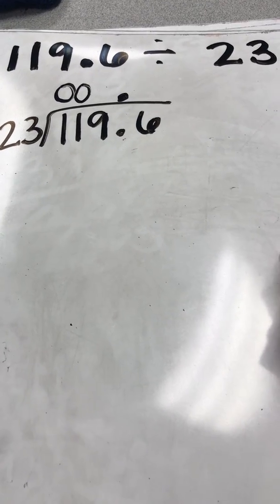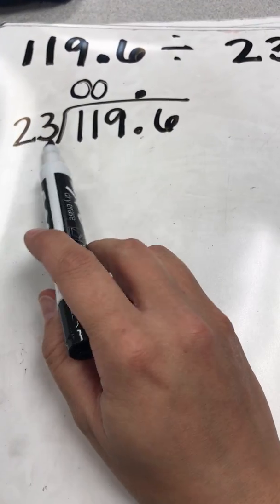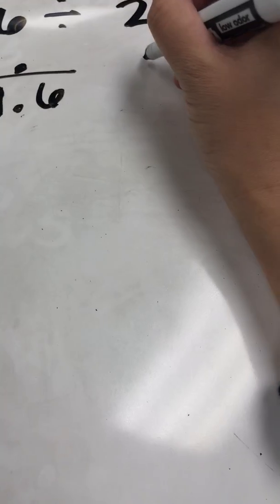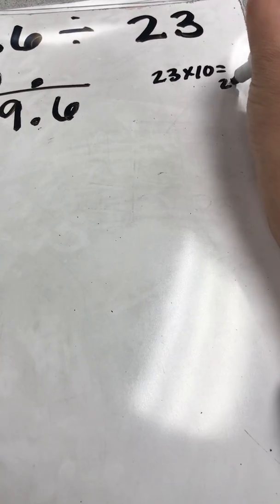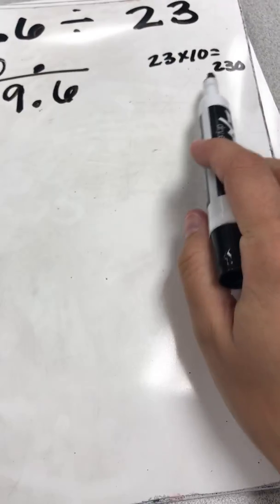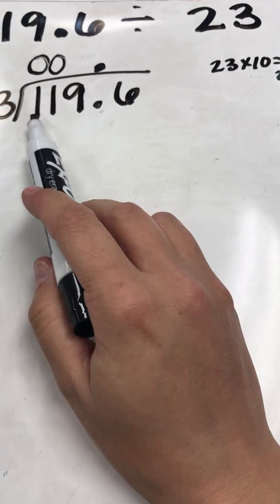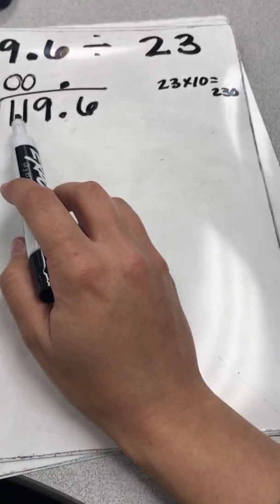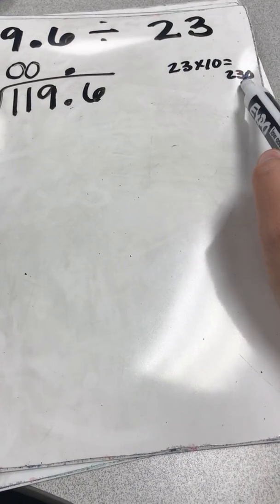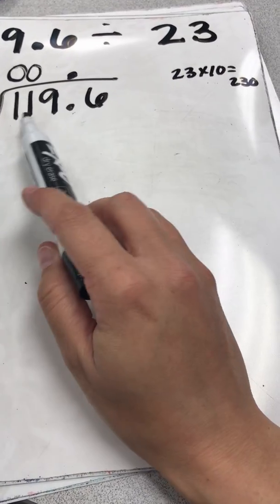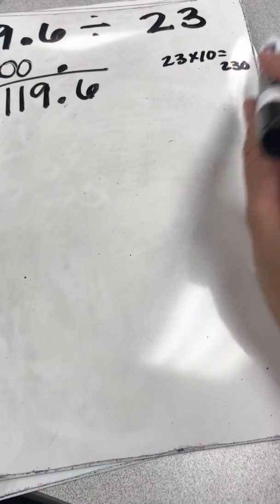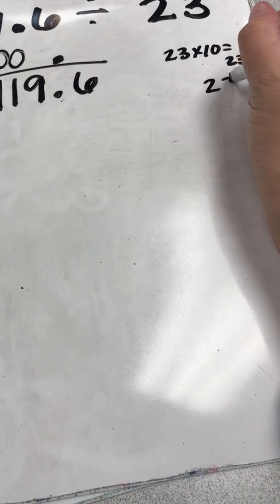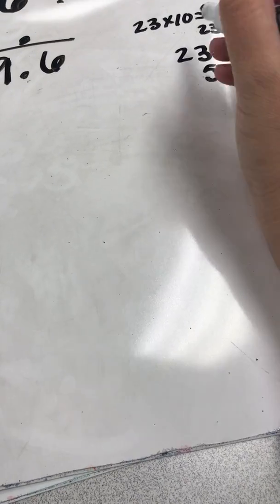So if I estimate in my head, I know that 23 times 10, and this you can do in your head, equals 230. Well, I know that that's way too big to go into 119. 230 is definitely too big. But I would say 119 is about half of that. So I'm going to start by multiplying 23 times 5.